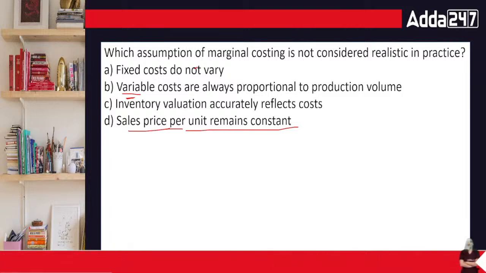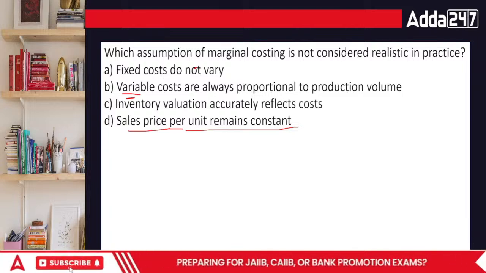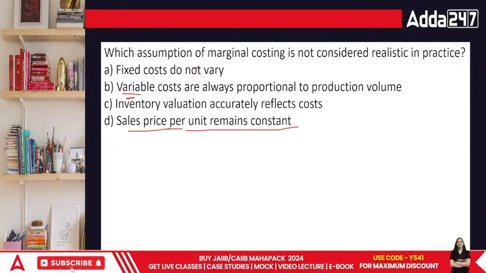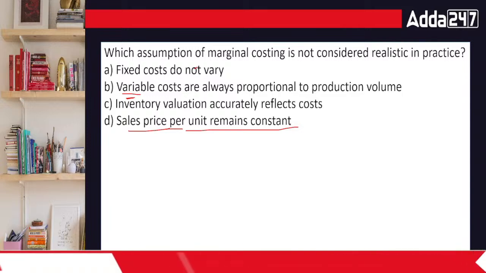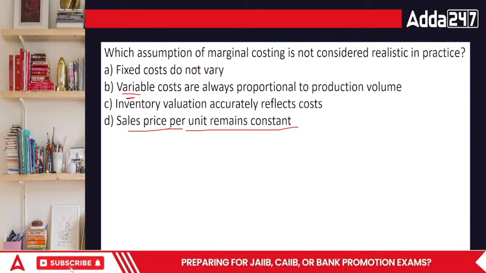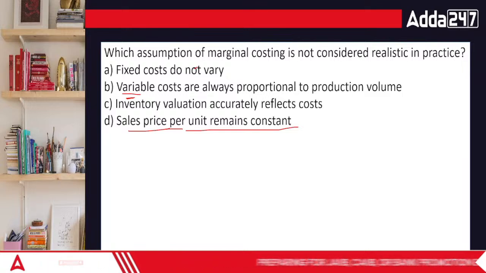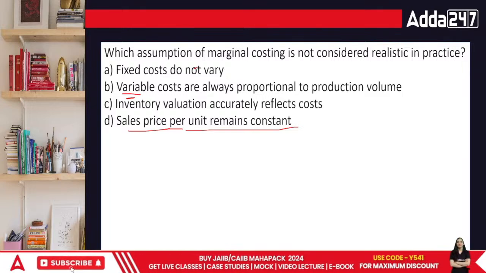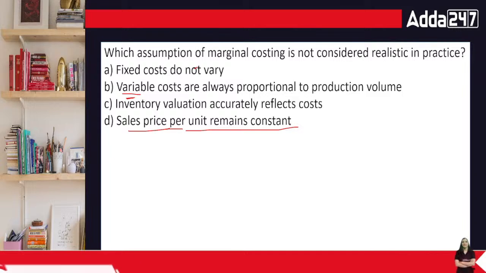What's going to be the answer, everyone? Which assumption of marginal costing is not considered realistic practice? Fixed cost actually varies over the period of time, so this assumption is still realistic. In the short term, it doesn't vary. Variable costs are always proportional to production volume. It is. Semi-variable varies. This doesn't. So this is also a variable. This is also considered a realistic point.